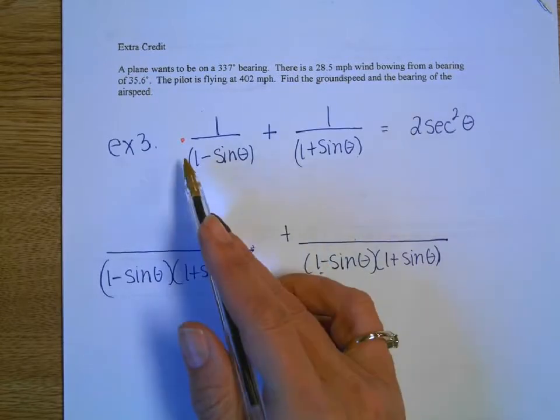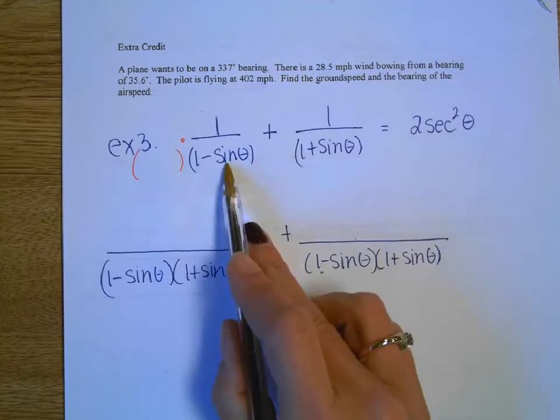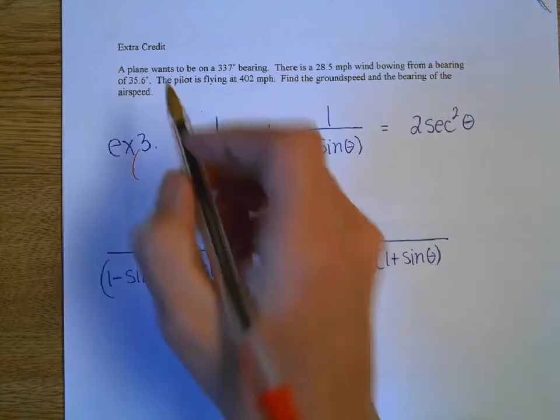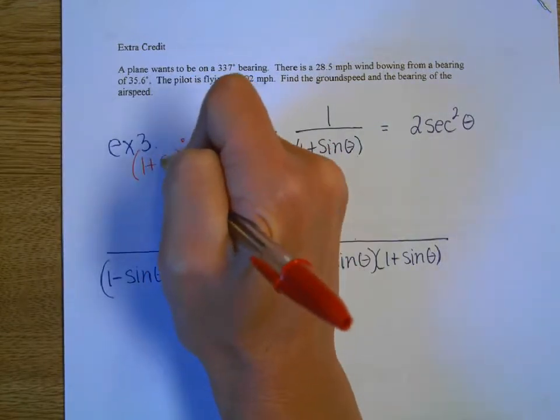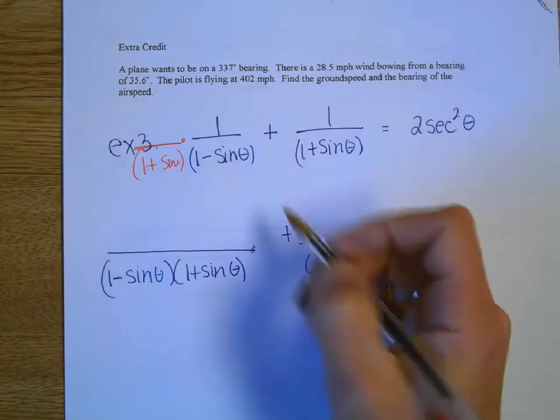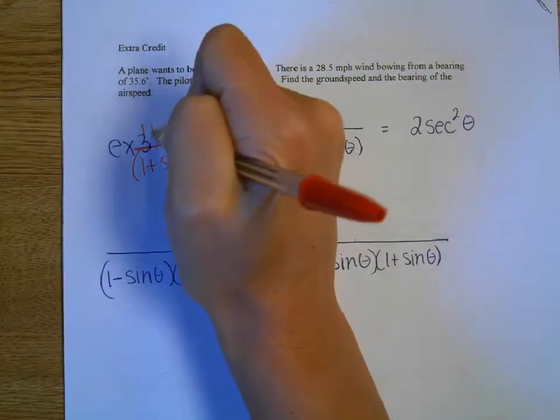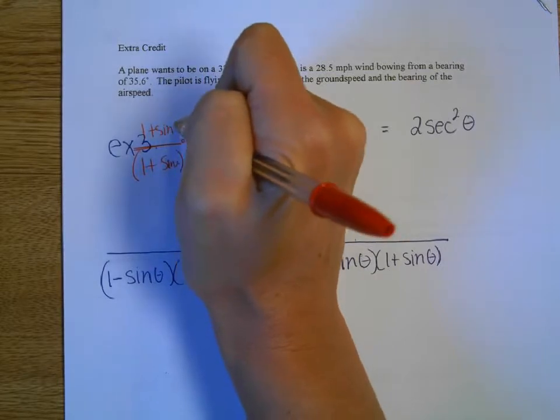So what I'm actually doing, if I multiply, what did I multiply this denominator by? One plus sine. That tells me what I have to multiply the numerator by, because I can only multiply by 1 and not change the value. So I multiply the top by 1 plus sine.